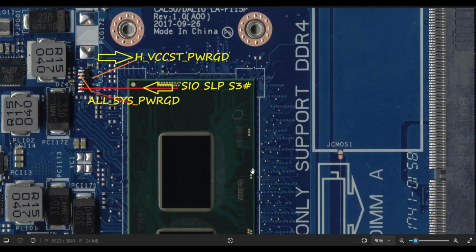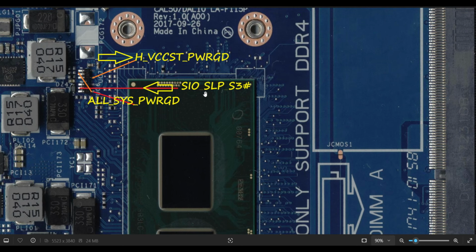Till now we have seen the PCH related two major signals, that is SLP S5 and SLP S4. Now the time is for S3 hash. This is the most important signal because using this only we are getting two major voltages. What are those? We will discuss in today's video.